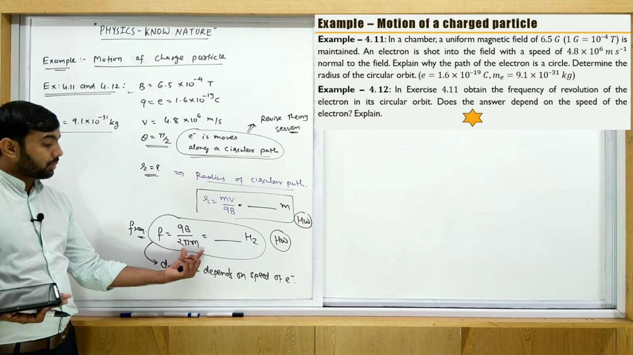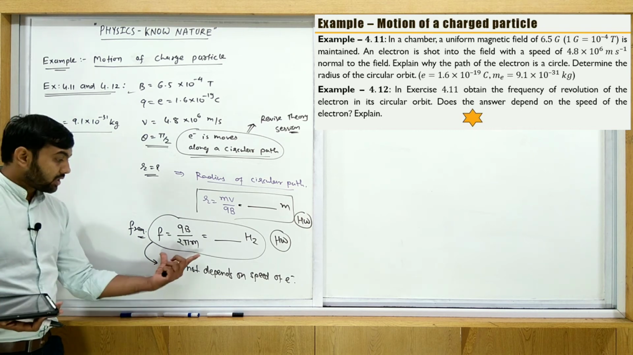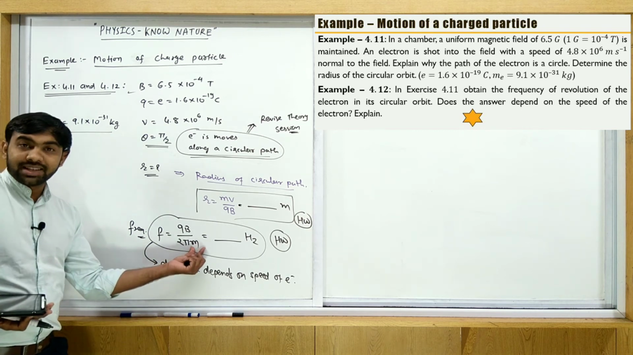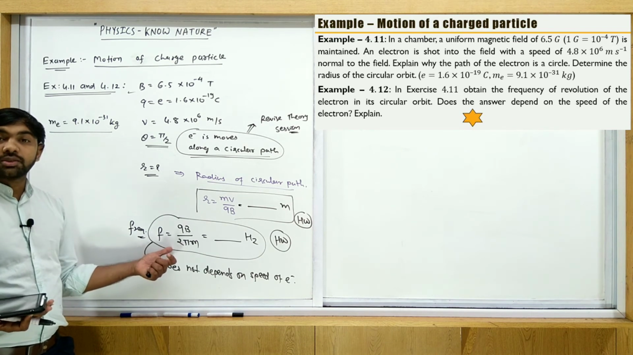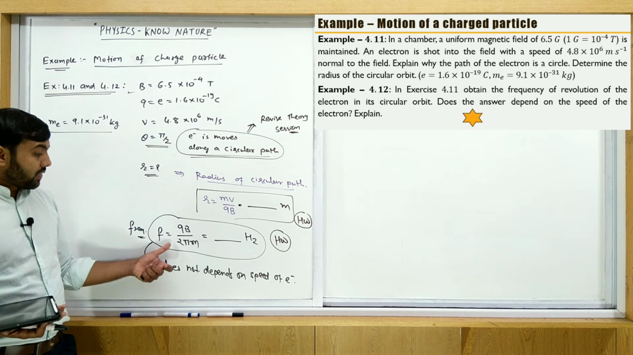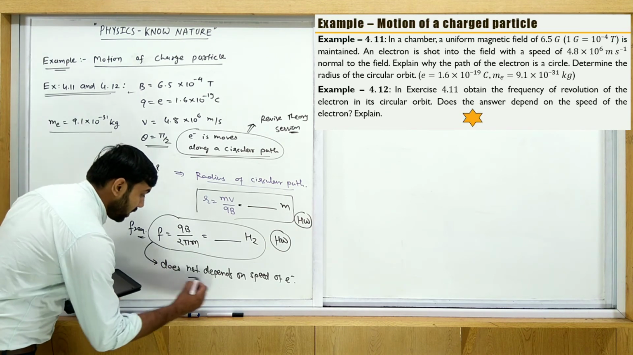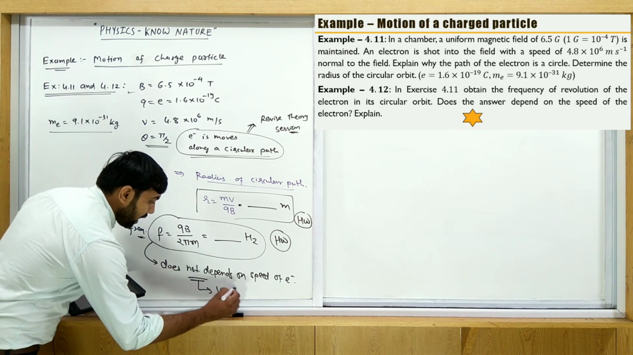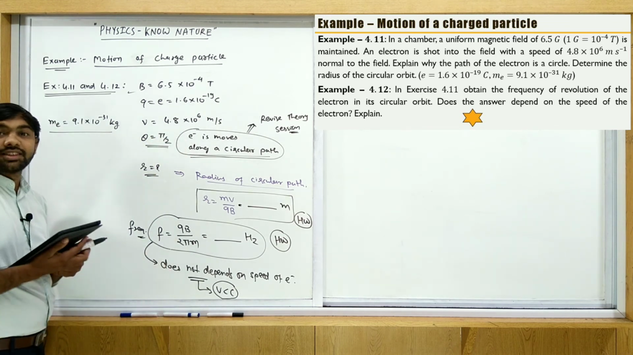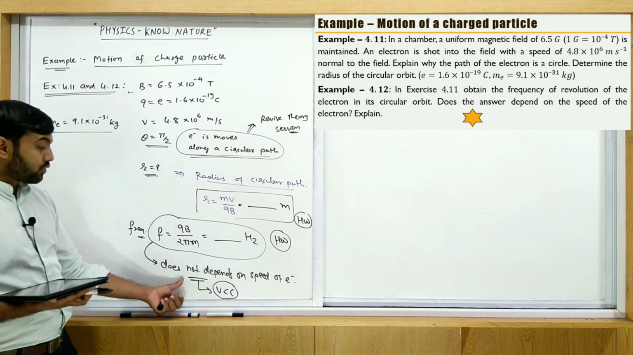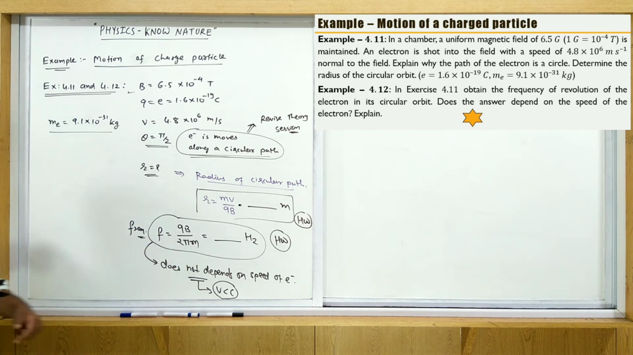See, in this equation v is not present, but this equation is valid only for v less than c. If v is greater than c, then the mass changes, and if the mass changes, then the frequency is not constant. It changes with the speed. But if v is less than c, then this frequency is constant and does not depend on speed. Right now v is less than c, 4.8 into 10 raised to 6, so it is less than 3 into 10 raised to 8. So right now this is valid. Okay, so that is our answer. All of you, note down this example in your books.